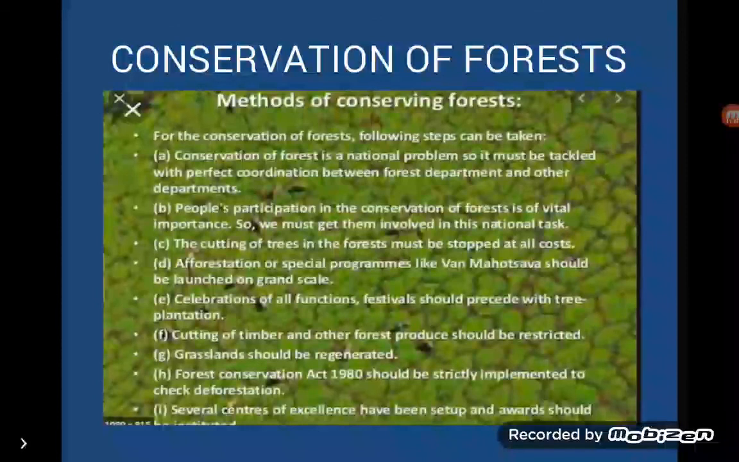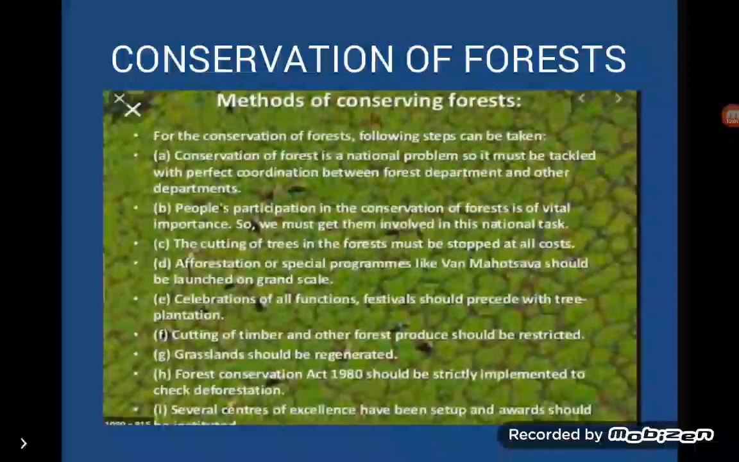Afforestation or special programs like Van Mahotsav should be launched on a grand scale. Celebration of all functions and festivals should be preceded with tree plantation. Cutting of timber and other forest produce should be restricted. Grassland should be regenerated. The Forest Conservation Act 1980 should be strictly implemented to check deforestation. Several centers of excellence have been set up.